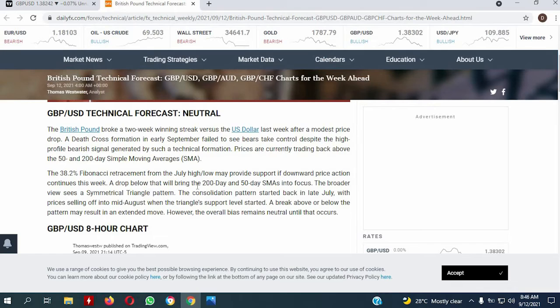A drop below that will bring the 200-day and 50-day SMA into focus. The broader view sees a symmetrical triangle pattern. The consolidation pattern started back in late July with price selling off into mid-August, when the triangle support level started. A break above or below the pattern must result in an extended move. However, the overall bias remains neutral until that occurs.